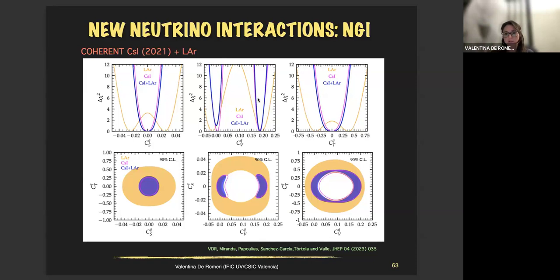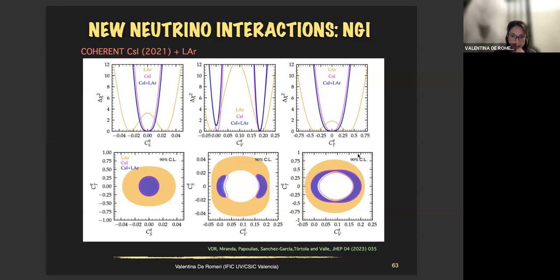So for instance, when we switch on only one interaction, like the vector one, you see here, we get two minima, which is similar to the NSI case, indeed, where we were getting the two separate bands. So one is the standard model solution. The other one is a solution that mimics the standard model, but with opposite sign. And in between, basically, the new vector interaction cancels the standard model, leading to a very bad fit.